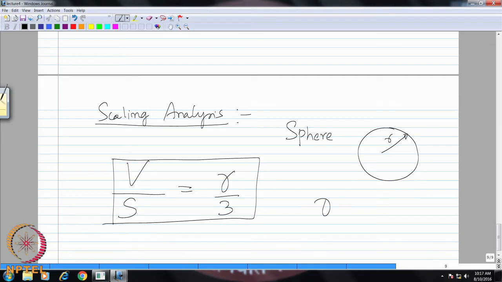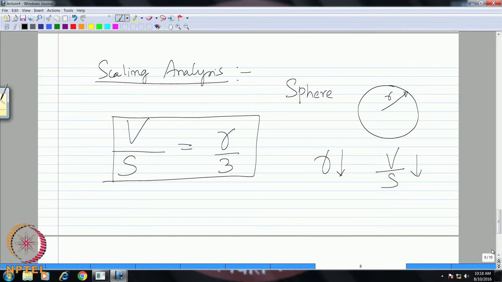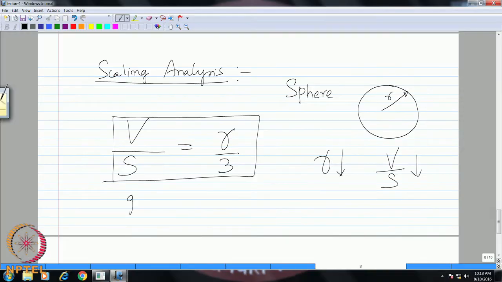So, as your r keeps reducing, the corresponding volume to surface ratio will also keep dropping, or in other words, your forces change. Now, if you look in terms of forces, let us take an example of a surface force and a volumetric force, and calculate the ratio of those two. Gravity is a classical example of a volumetric force, which acts on the entire body. So, let us take the ratio of gravitational force.